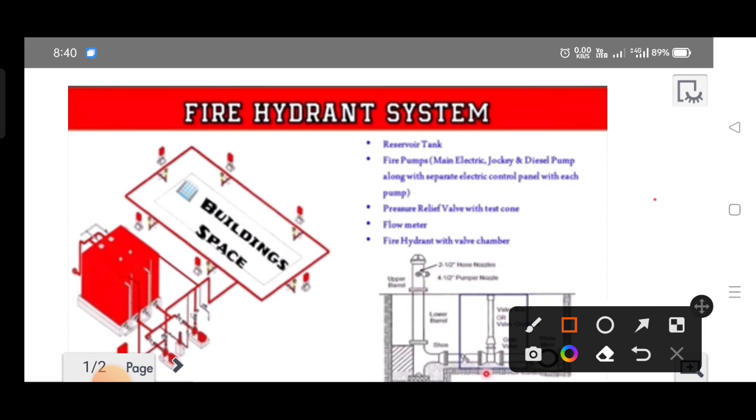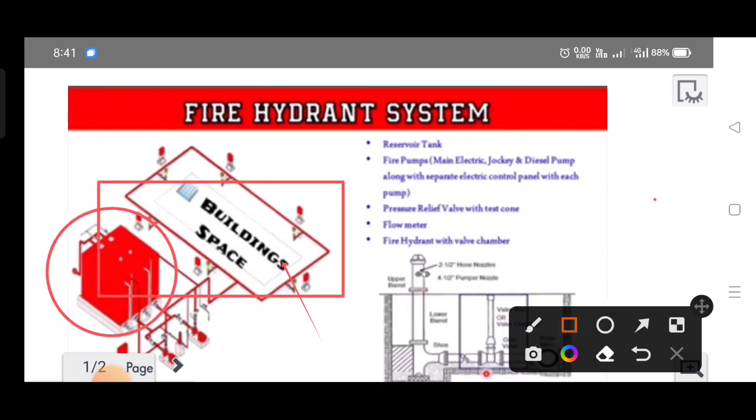Then we have to discuss the fire pump station, which comprises the jockey pump, electric driven pump, and standby diesel driven pump. The pump operation is automatic, with pressure switch contacts based on the header pressure in the hydrant network. This is the hydrant network. This portion is the water reservoir, and this system is the total building space and hydrant network.